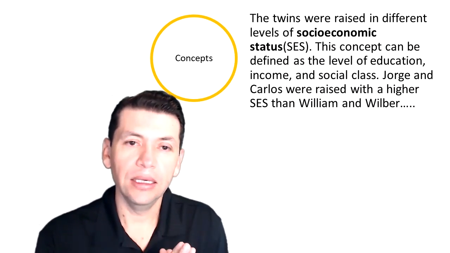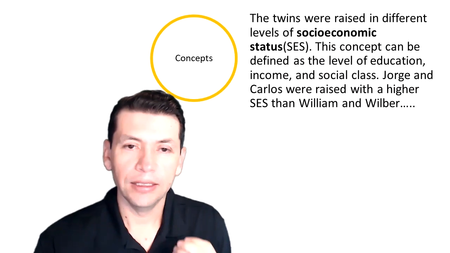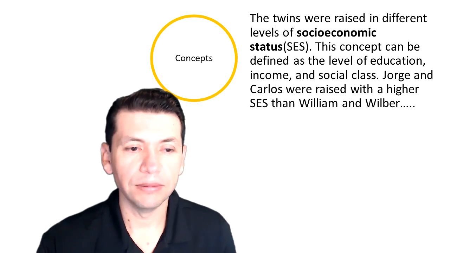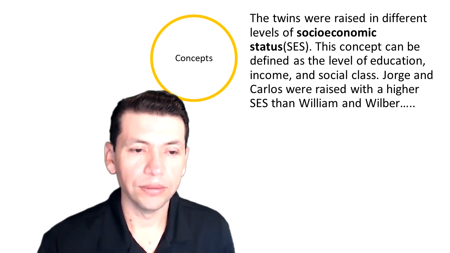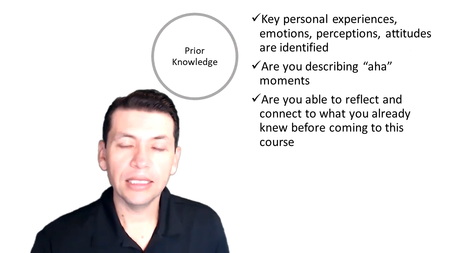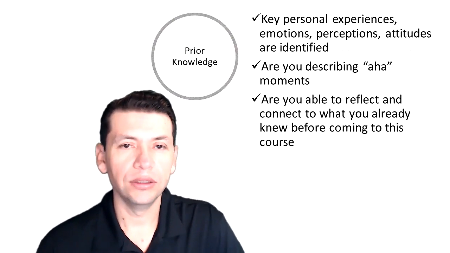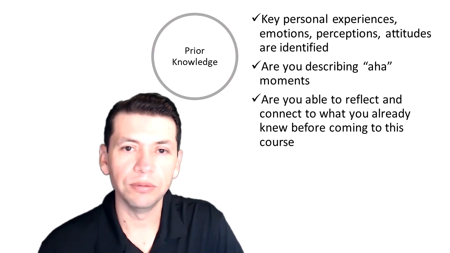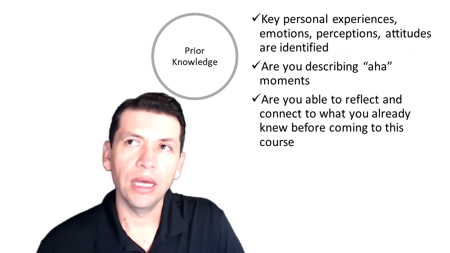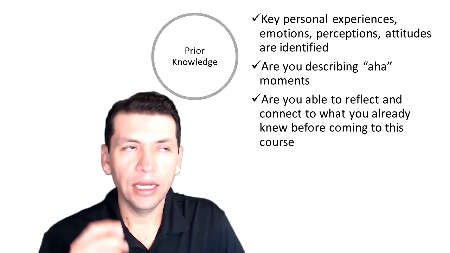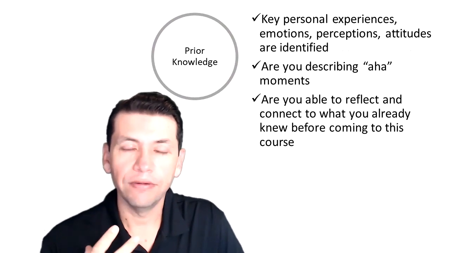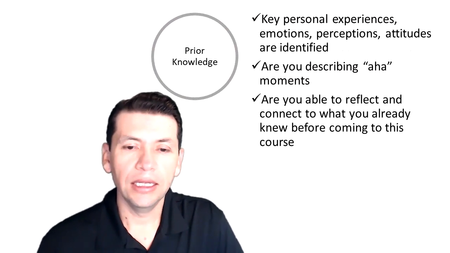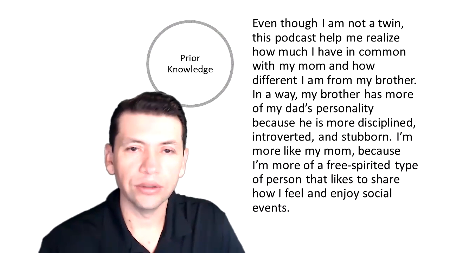Again, the key here is that the student is able to define the concept by fleshing out the multiple components of the concept's definition in her own words. Now, the next section is prior knowledge, and this is where you get to describe your own personal experiences, emotions, perceptions, attitudes, beliefs. But most importantly, I want you to keep notes and reflect, and then think of any aha moments, anytime you have realizations, and then describe those connections.